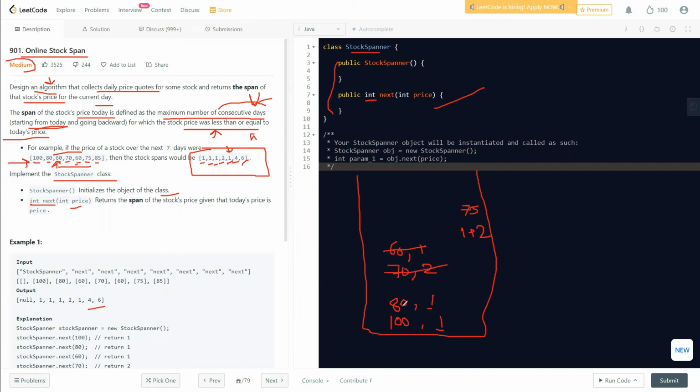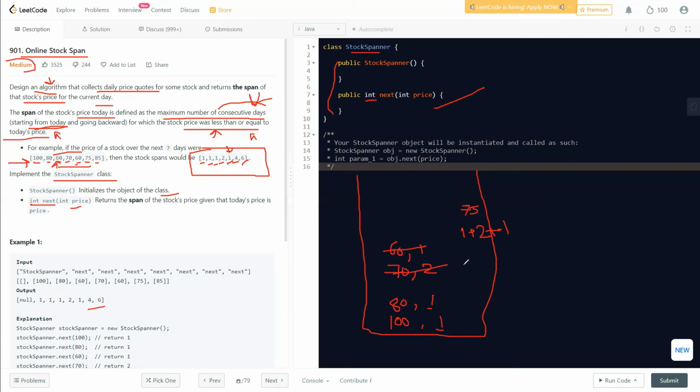Then we find 80, which is greater than that, and that's not a condition we are looking for. So only 2 elements are popped and we find 75, and also we'll add 1 because of today's price. Okay, starting from today was there, right?